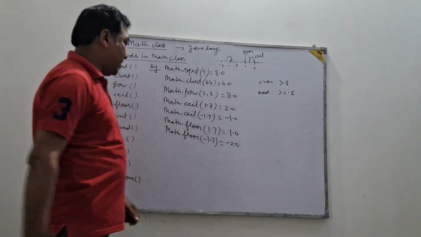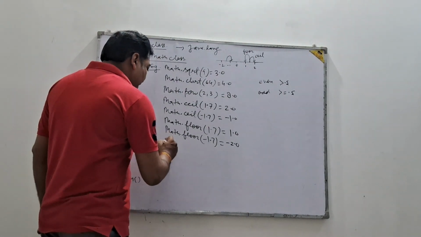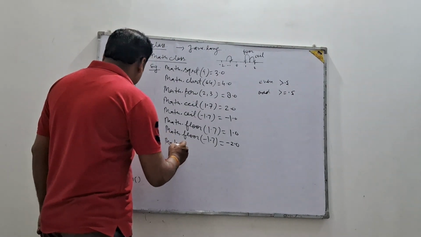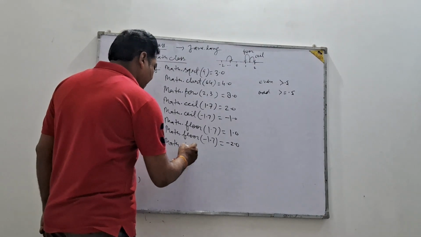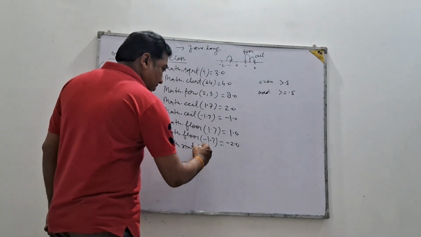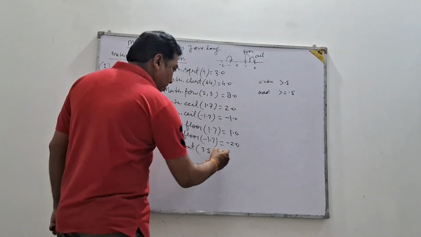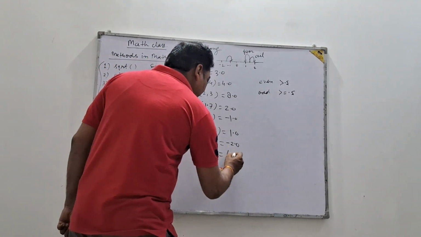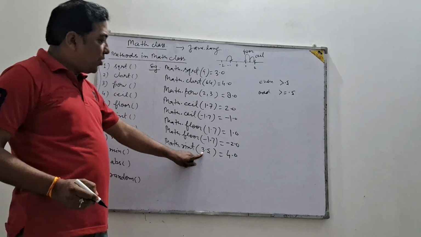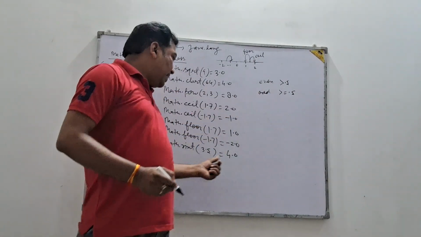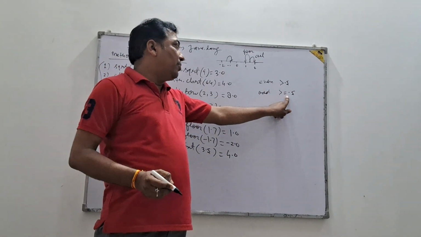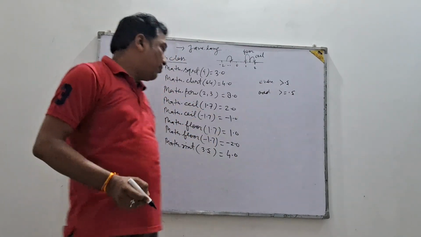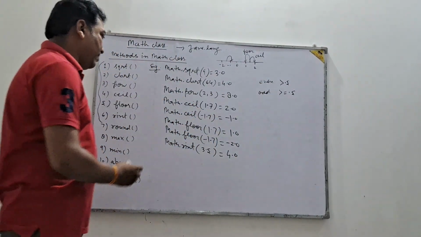convert into the next number. See this example, like Math.rint(3.5). The answer is 4.0. The number before the decimal point is odd, and the number after the decimal point is 0.5 or more than 0.5, so it is converted to the next number.